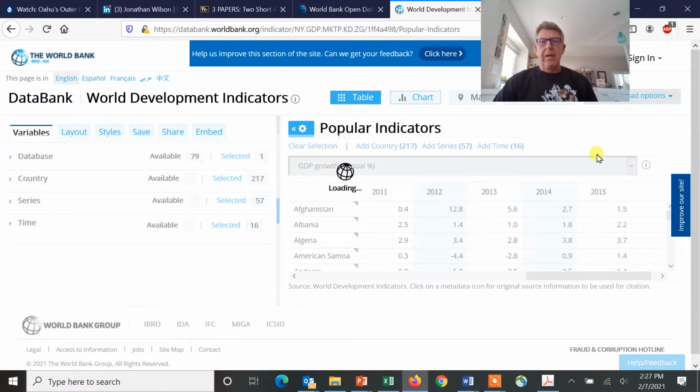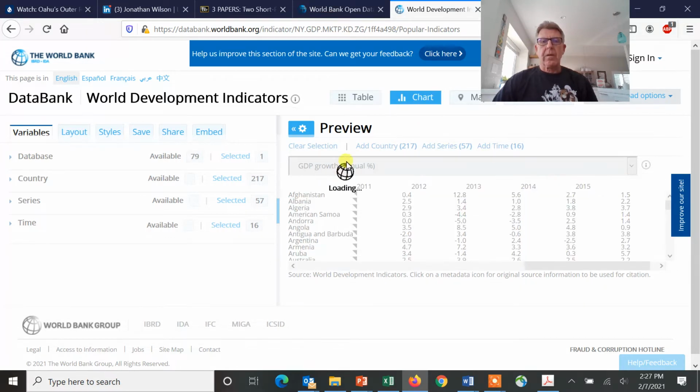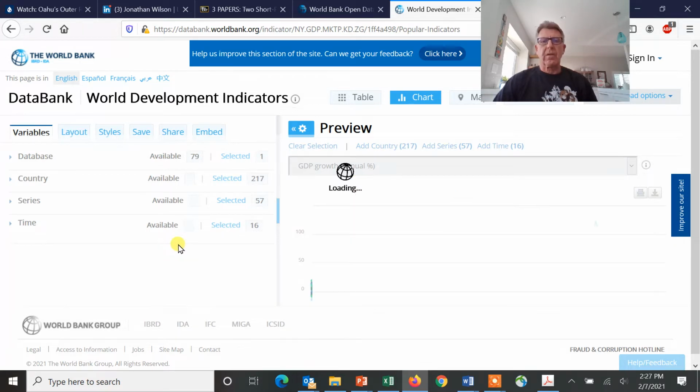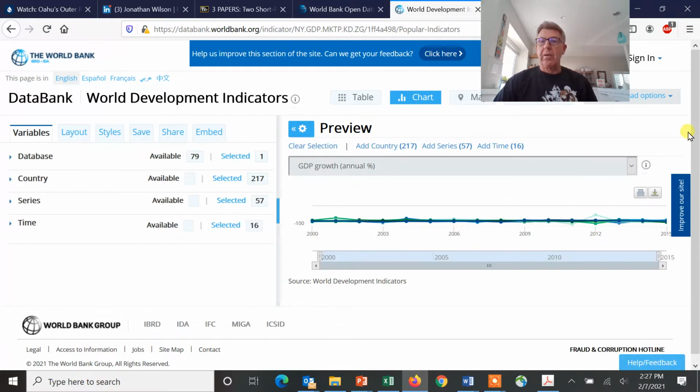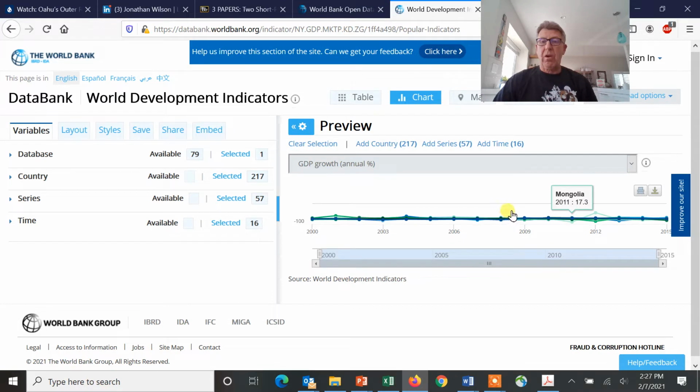Okay, and it's going to take a while. It's kind of loading here, and I'll let it do its thing. And there's the charts. Okay, this is all the countries.